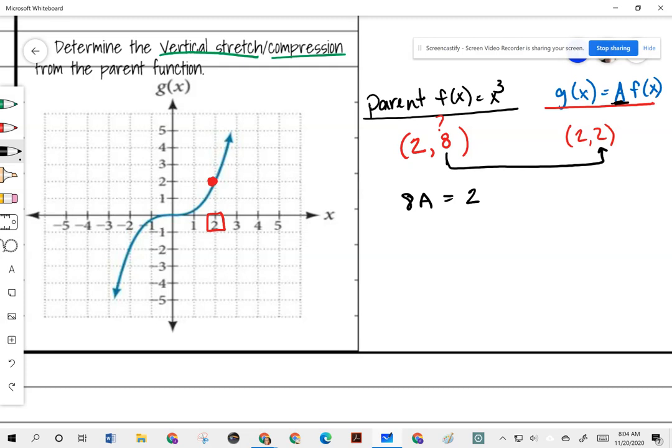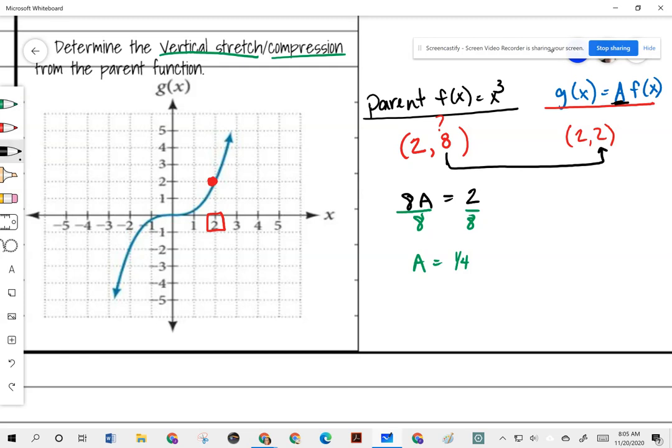So I am going to go for my parent. Remember, you're taking the y value of your parent and you multiply it by an a value to get your new point. Well, we're just working a little bit backwards this time. So 8 from the parent times that vertical stretch or compression is going to give me 2. And so here I'm just going to divide by 8. And now I can find that my a value is actually 1/4.